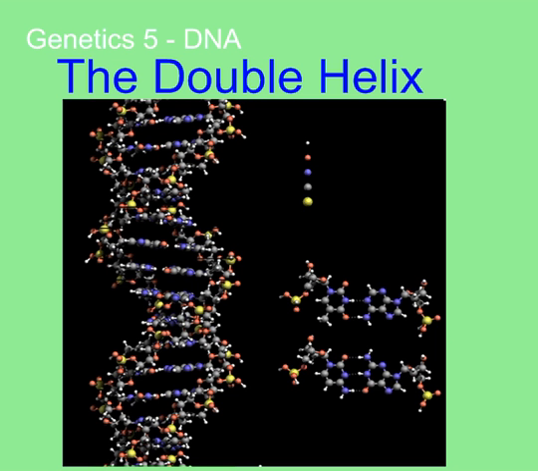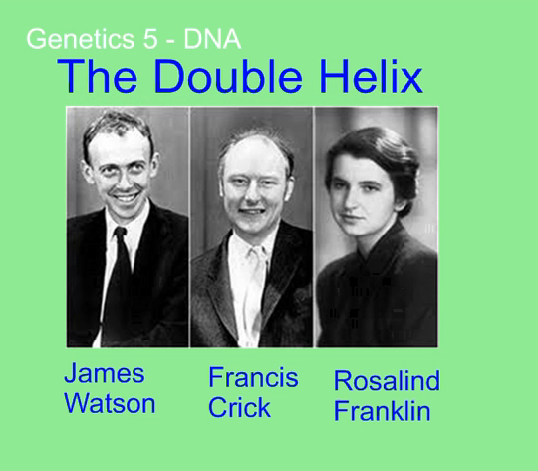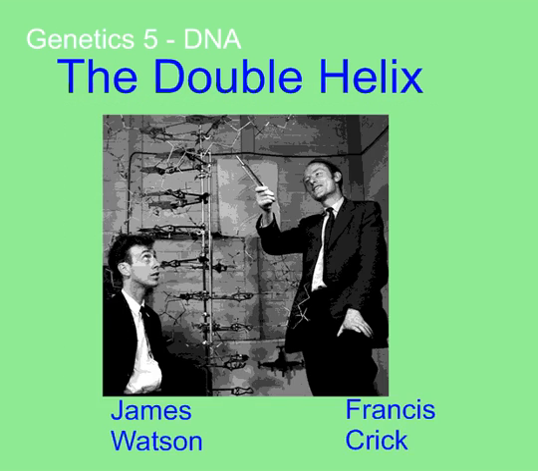Now, the discovery of the double helix shape of the DNA molecule, double helix meaning you have two of these twisted spirals making a twisted ladder shape or a winding staircase shape, is credited to Watson and Crick. But credit also has to be given to Rosalind Franklin, who did a lot of the X-ray crystallography work that made Watson and Crick's discovery possible.